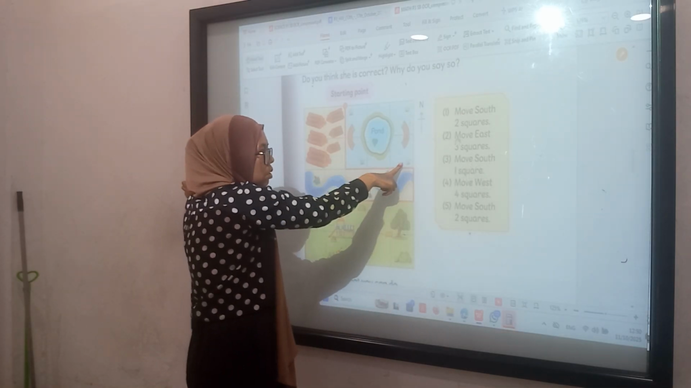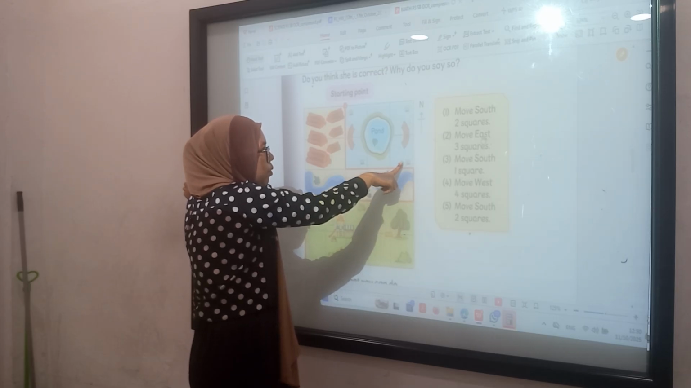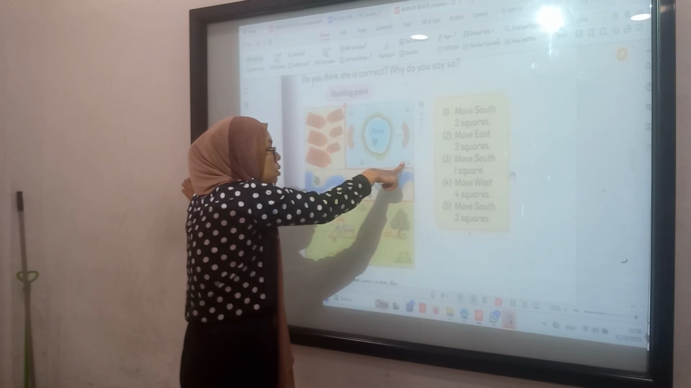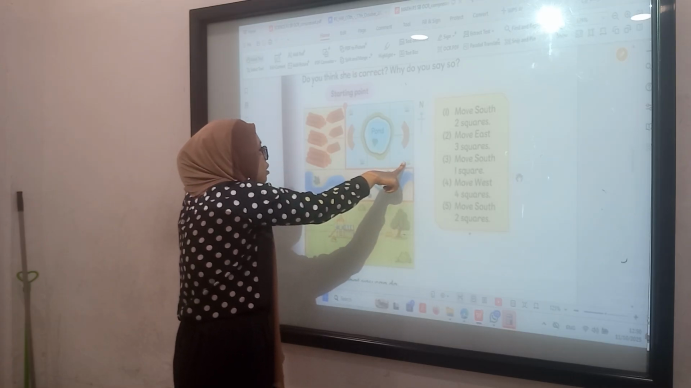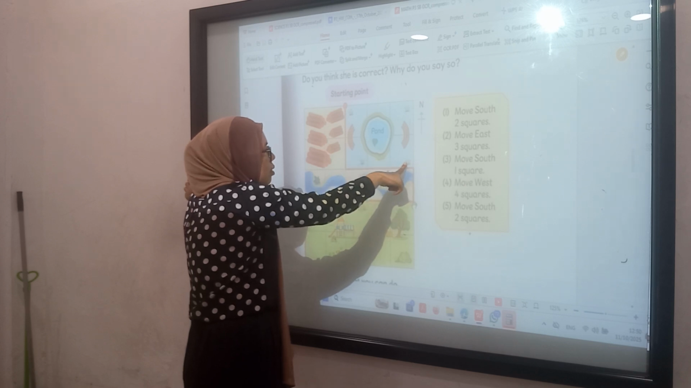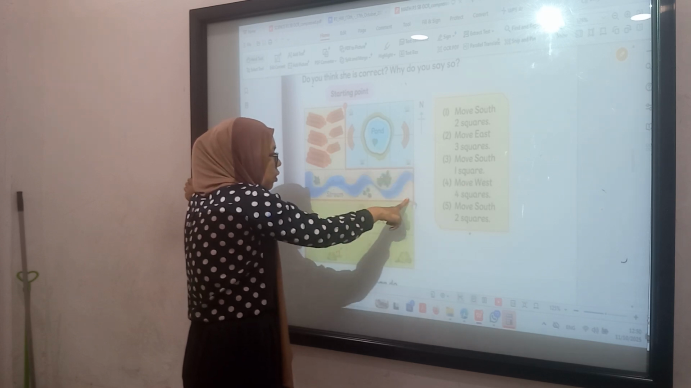I'm here now. Number 2, I'm here. You are in number 2 now, right? Move to the east 3 squares. Yes, I'm here now. And then I have to move 1 square to the south. So it means he goes down, right? To the south. Goes here.